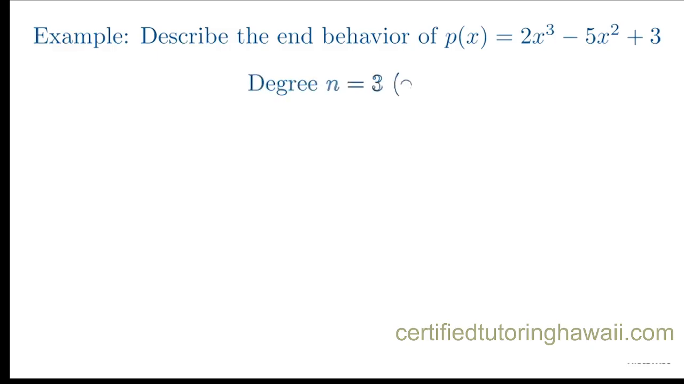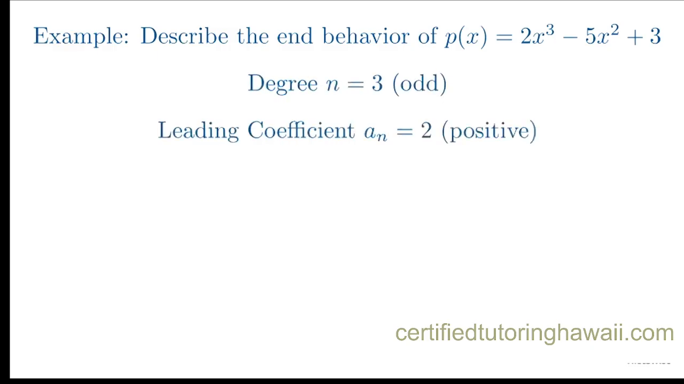So we have an odd degree and a positive leading coefficient. An odd degree tells us the ends go in opposite directions. A positive leading coefficient tells us the right end goes up. Therefore, the left end must go down. This means that as x approaches positive infinity, p of x also approaches positive infinity.